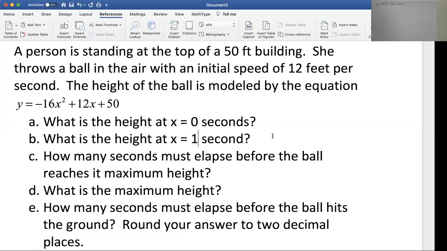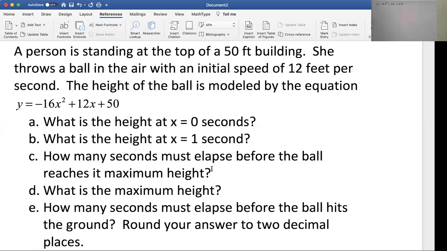This question says a person is standing at the top of a 50-foot building. She throws a ball in the air with an initial speed of 12 feet per second, very soft toss. The height of the ball is modeled by that equation. We want to find the height at 0 seconds, the height at 1 second, and how many seconds must elapse before the ball reaches its maximum height. What is that maximum height? And then how many seconds must elapse before the ball hits the ground?